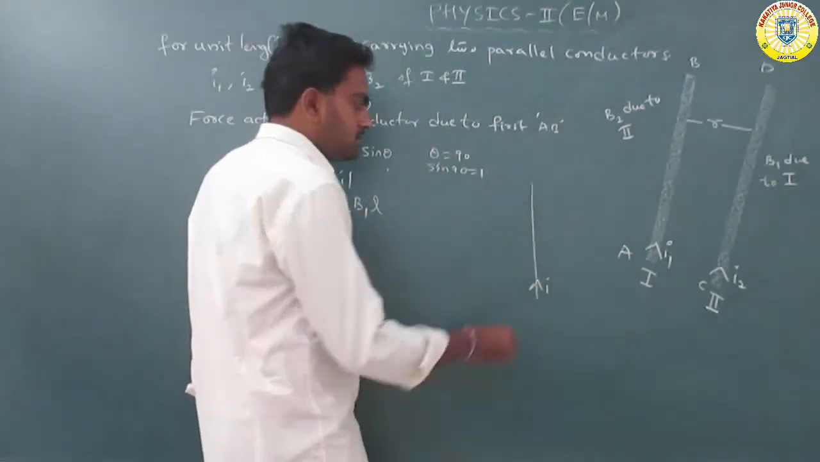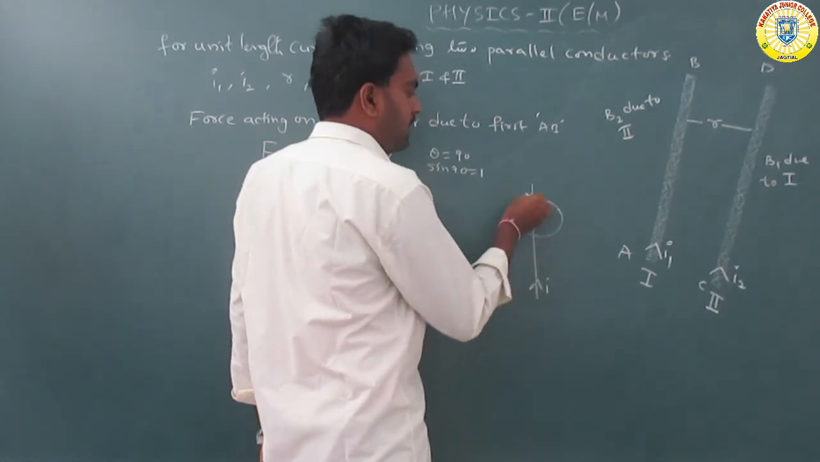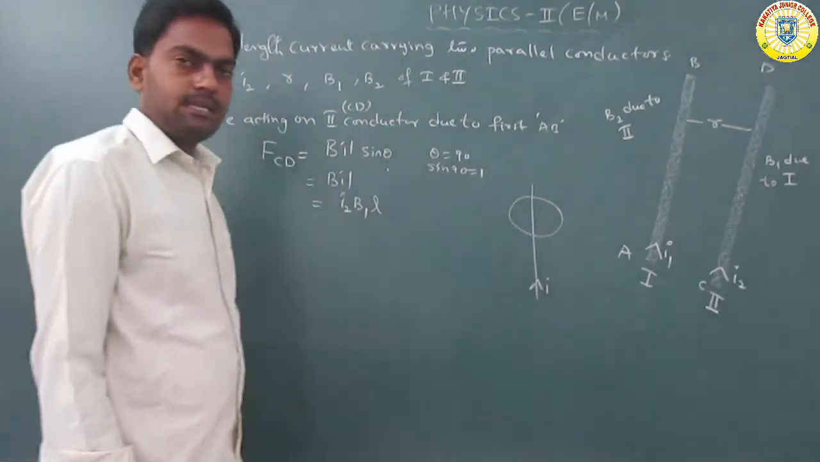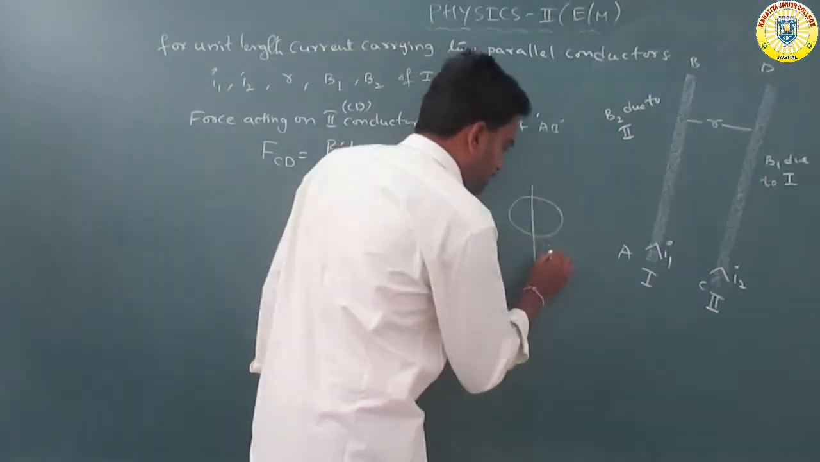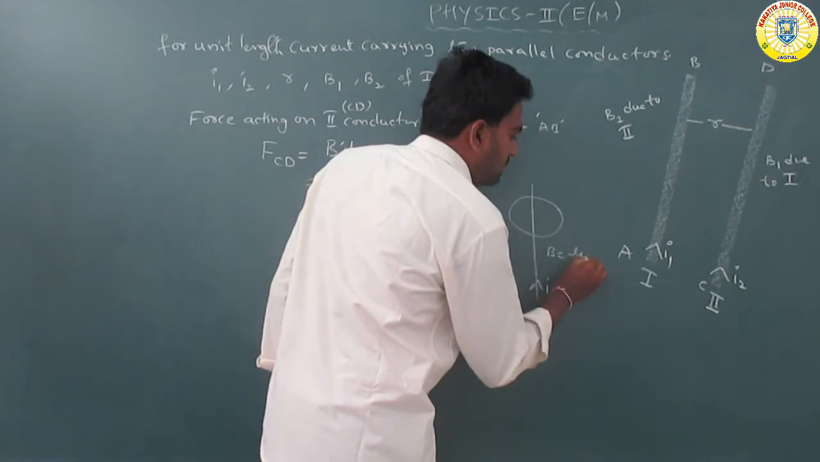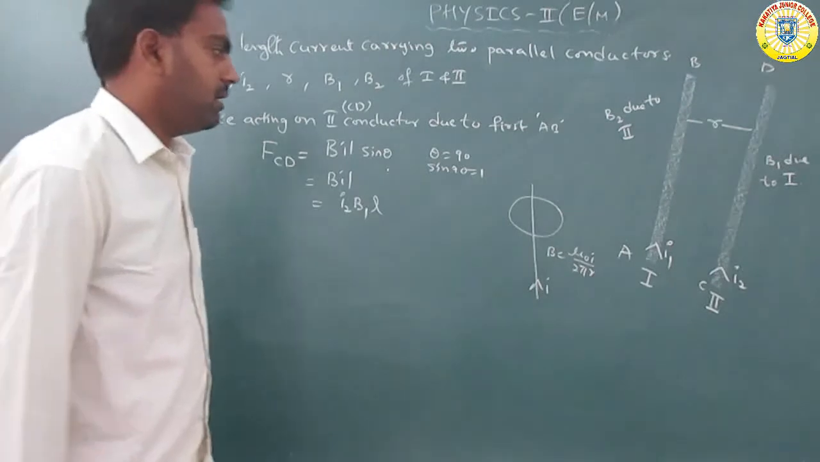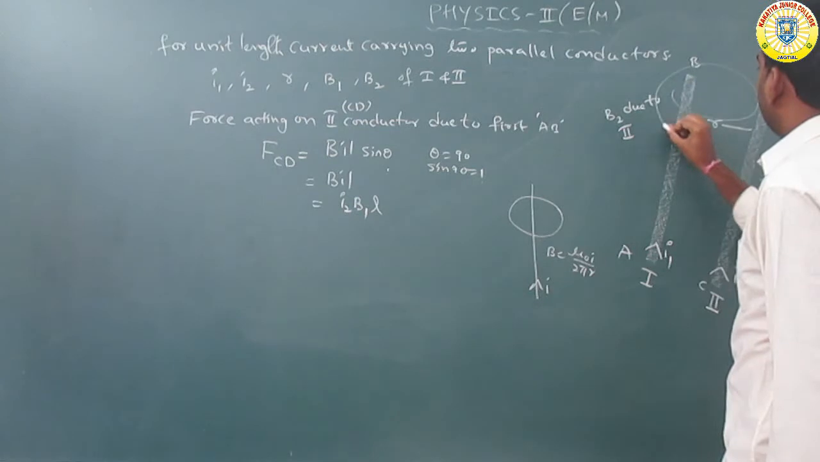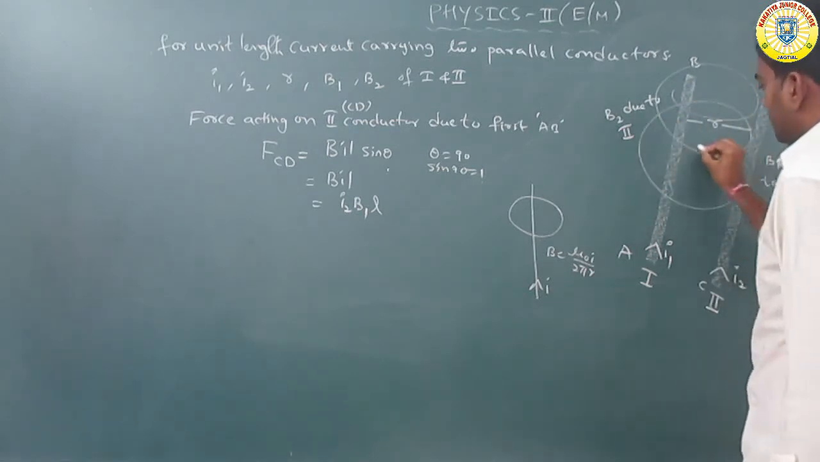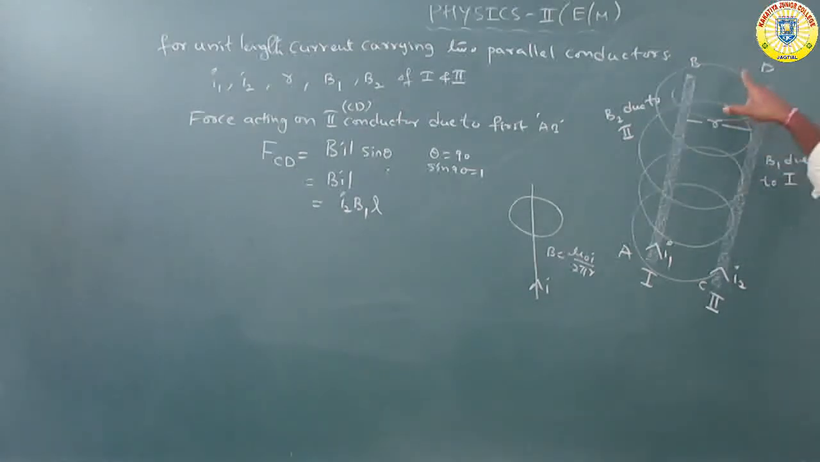So the magnetic field or magnetic strength developed around a circuit, which we found in the last class, is B equals mu naught I by 2 pi r. Here also it is like that. So this is the current carrying conductor, and the magnetic field is developed around it.